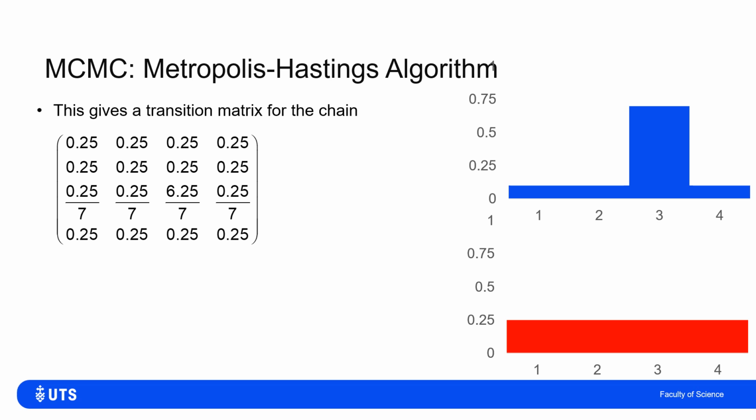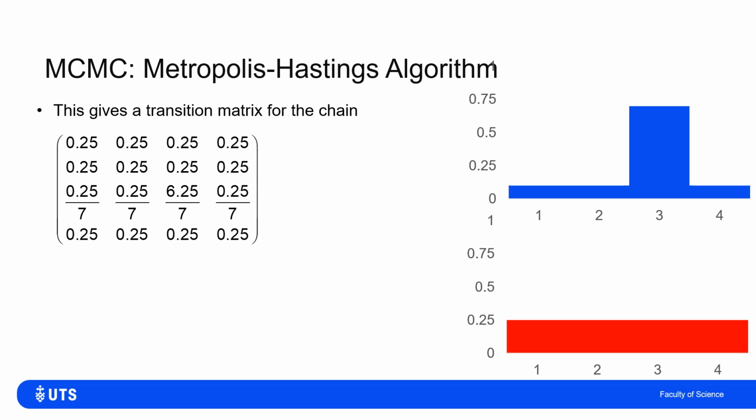If I do that, I get a transition matrix for the Markov chain that looks like this. So I'll start with the first row, second row, and fourth row. Those just simply say you propose any of the four moves, all equally likely, and all of them are accepted. So each of the moves happen with probability 25%. That's straightforward.